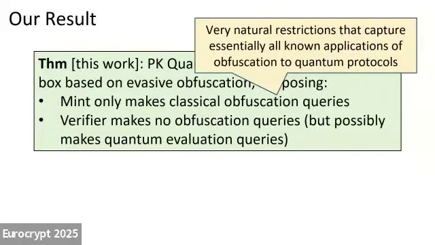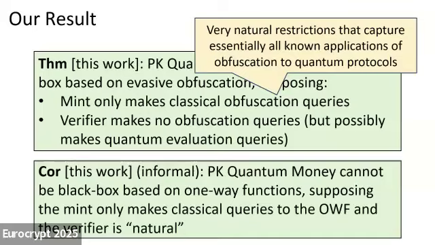All right, and as a corollary to this, we note that evasive obfuscation in particular captures, like a one-way function is a sort of evasive obfuscation. And so as a corollary, we actually show that you can't, in a black box way, construct public key quantum money from one-way functions. Now, one-way functions are naturally considered much weaker than evasive obfuscation, but even such a separation has not been known before.